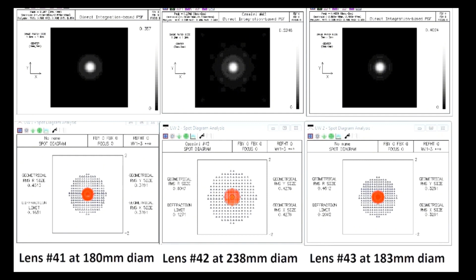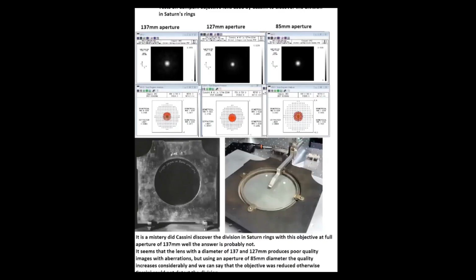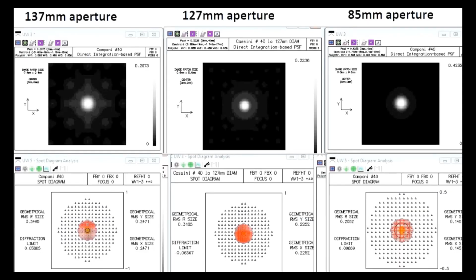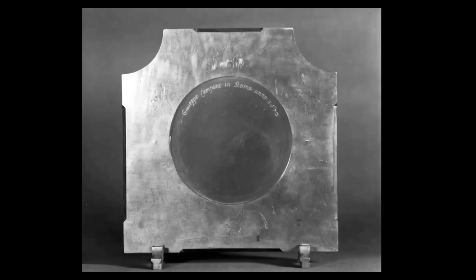Even the actual process of making the lens is quite mediocre, but the quality is almost modern. It's quite impressive. This is the lens used by Cassini to discover the Cassini division. There was some debate because the lens had a huge aperture, 137 millimeters, but at 85 millimeters it is quite good. So probably this lens was reduced with an aperture mask because it's impossible to see the Cassini division at this huge aperture.